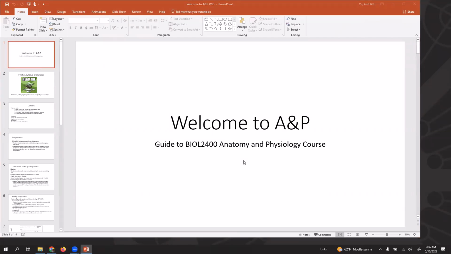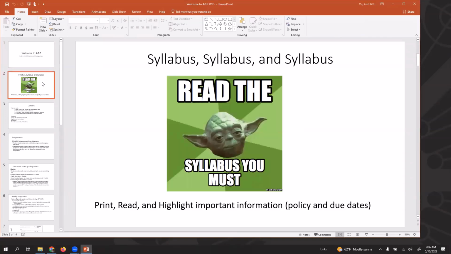It's essentially, we're going to go through what you need to do in order to be successful in this class, and it's a lot of stuff. So that's why I like to have these introductory sessions. The first thing is the syllabus. The syllabus is super long, but it's meant to guide you through this course. So make sure to read, print out, and highlight the important information, particularly the policy and due dates. Okay, because there's a lot of things that happen in this class that you have to do.